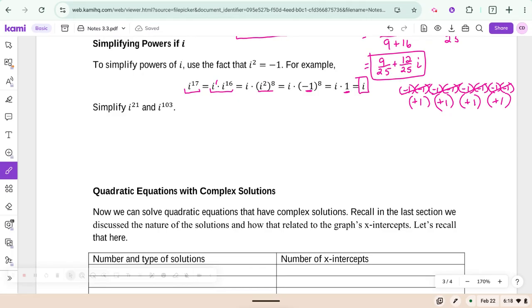Let's practice with i to the 21st power and i to the 103rd power. So i to the 21 can be rewritten as i times i to the 20th, because this is i to the power of 1 times i to the power of 20, since 20 plus 1 is 21. Now the reason I do that is because, excuse my dog, I can write this as i squared to the power of 10.